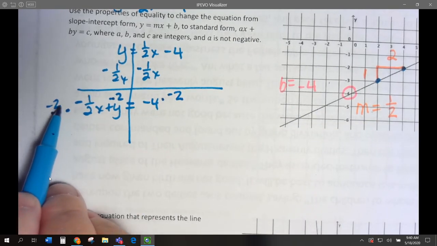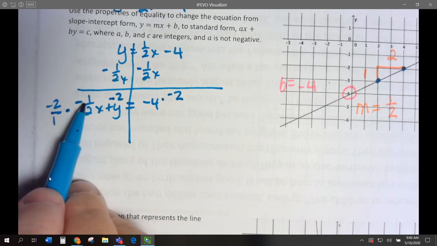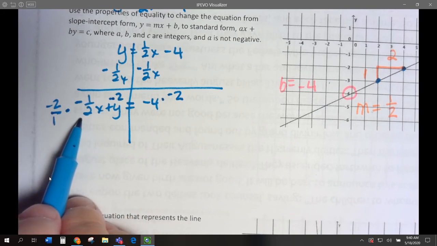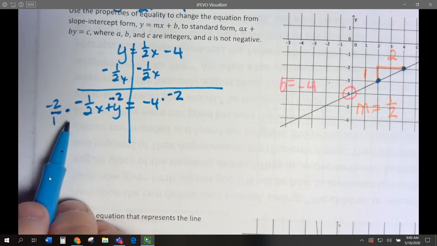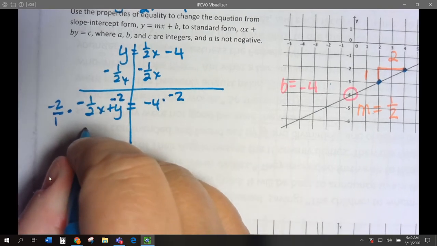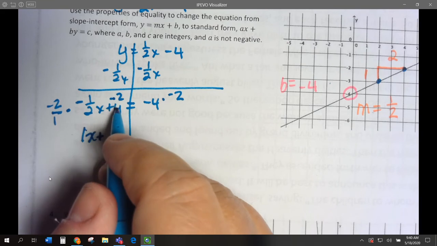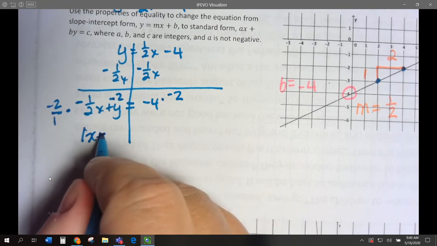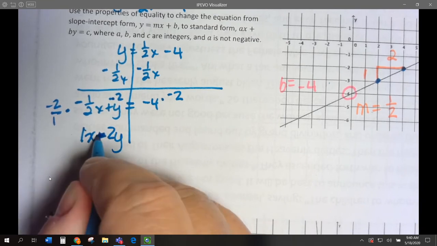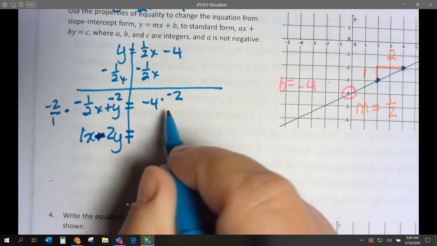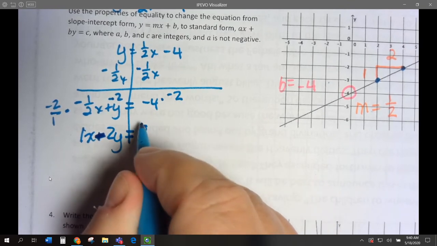So we're going to get -2 over 2, which, a negative times a negative is a positive. 2 over 2 is 1. So 1x, or just x, plus -2 times y is -2y, equals -4 times -2, which is +8.